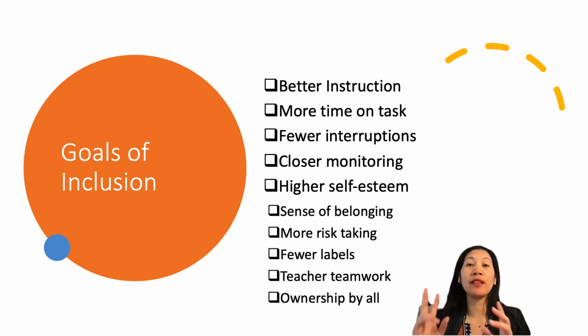However, there will be fewer labels, as we all know, if we have this inclusion, because everybody is treated equally and everybody can learn. Not the same way, but everybody is capable of learning. Students have different learning styles, so teachers have to consider that. Teachers also have teamwork if they collaborate with each other, so that there will be inclusion and successful implementation of the plans. And there will also be ownership, not just for the students and the teachers, but for the whole team and the school as well.